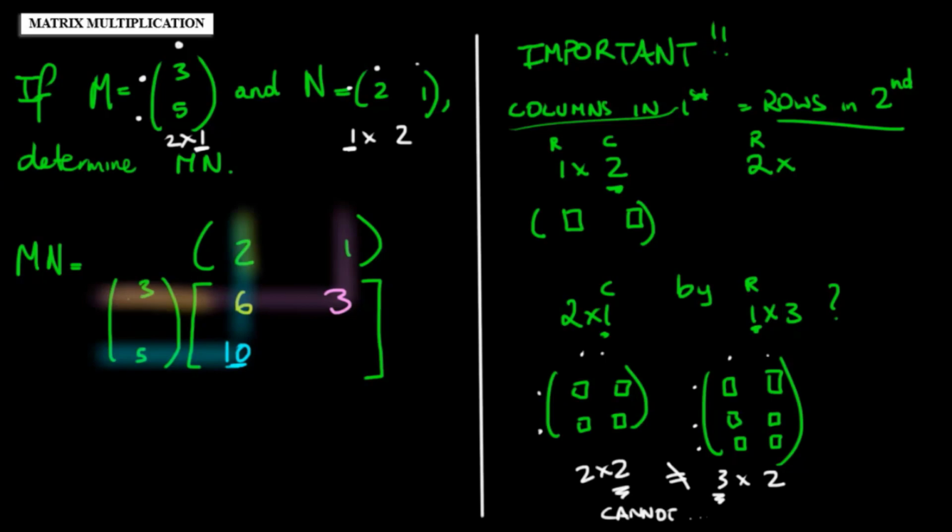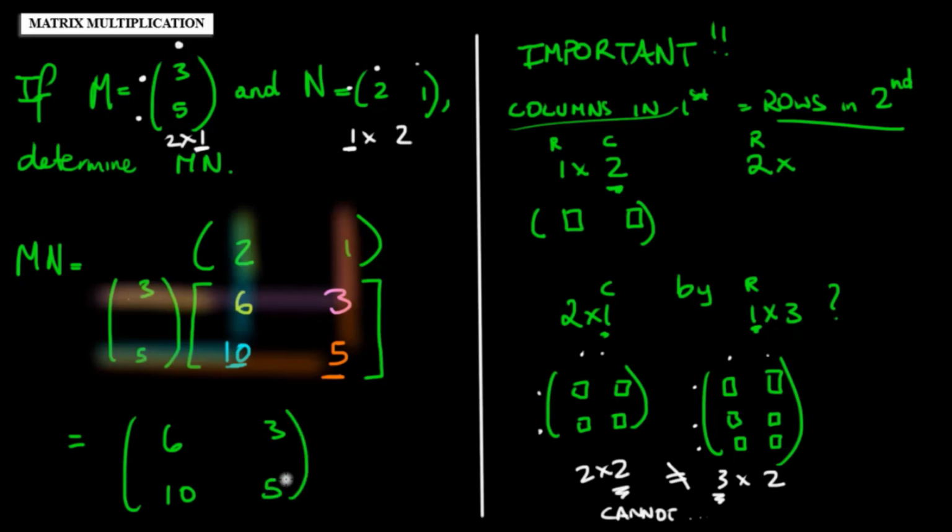Likewise, you can notice that I have one final entry right here. Then I'd multiply the row that it's in by the column that it falls under. So that's 5 times 1, which is 5. So therefore, the resulting matrix for Mn is going to be equal to 6, 3, 10, 5. And that's the basic idea. So we multiply the corresponding rows by the columns.